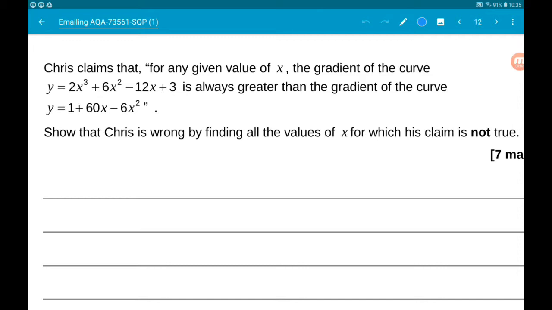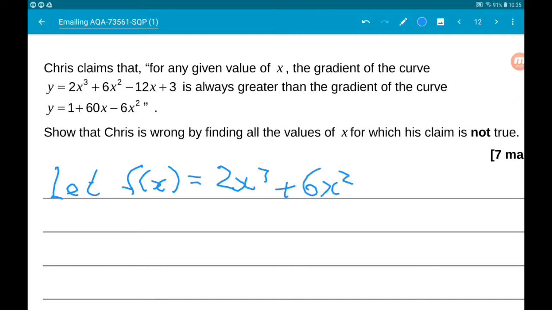Okay, let's first of all define our functions. So let's say let f of x equal 2x cubed add 6x squared minus 12x add 3. And g of x equal 1 add 60x minus 6x squared.